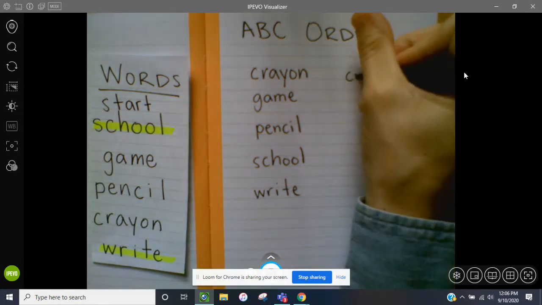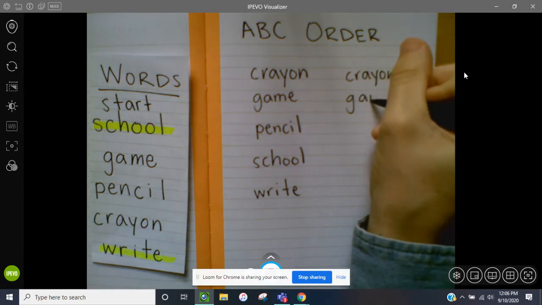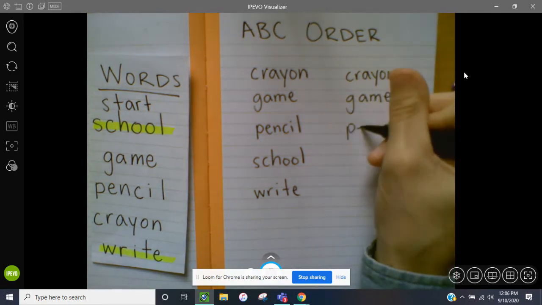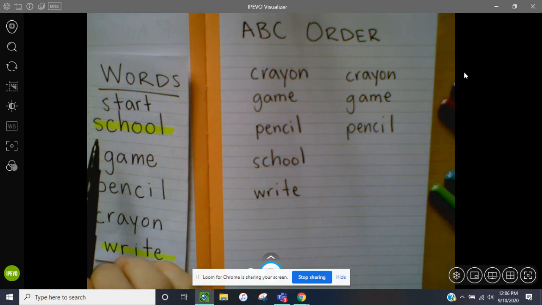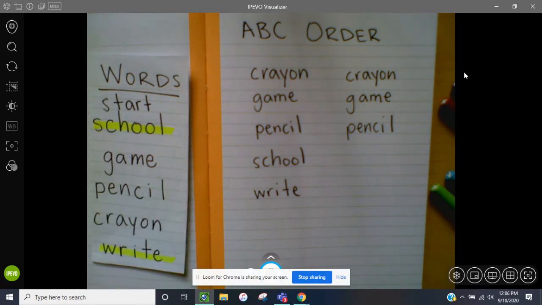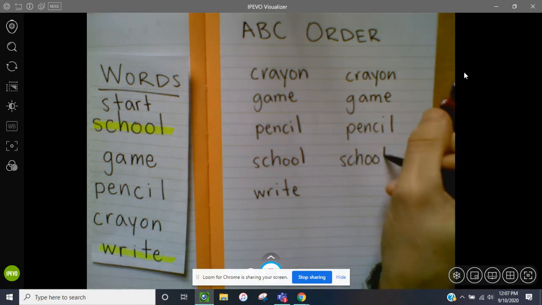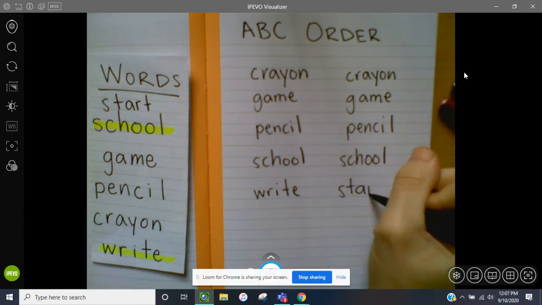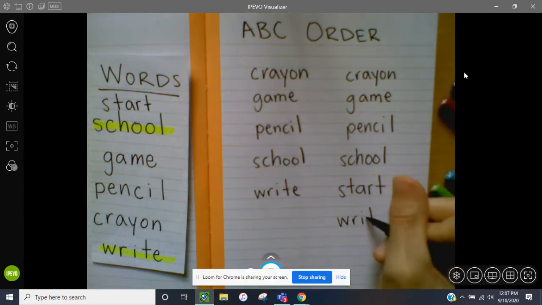I would still put crayon first, then I would put game, then I would put pencil. But what would come first, school or start? So what comes first in the alphabet, C or T? Well, A, B, C. C comes before T. So I'm going to put school first, then I'm going to put start, and then I can put the word write.